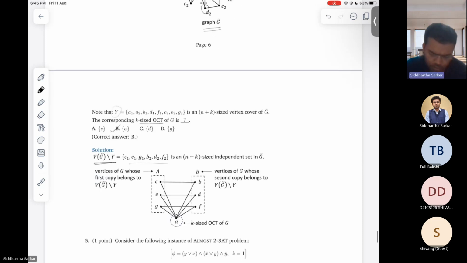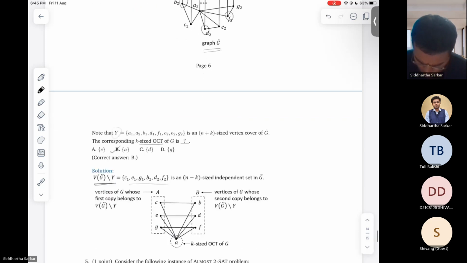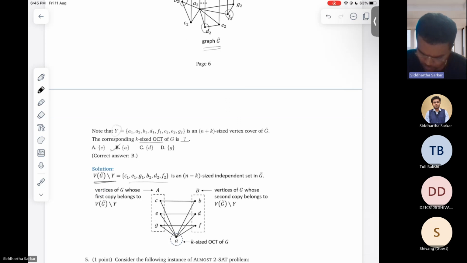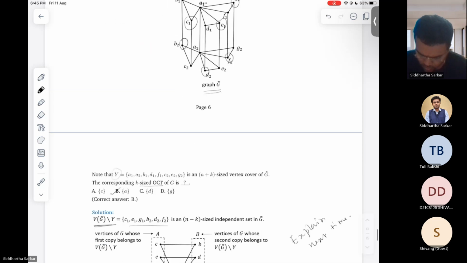Okay, so now they're doing some algorithm. We're looking at those vertices of G whose first copy belong to this set. I don't have the context of this, so I won't be able to explain what is done here. Maybe we'll park it for next time. But if you have watched this lecture, then you should be able to understand this.